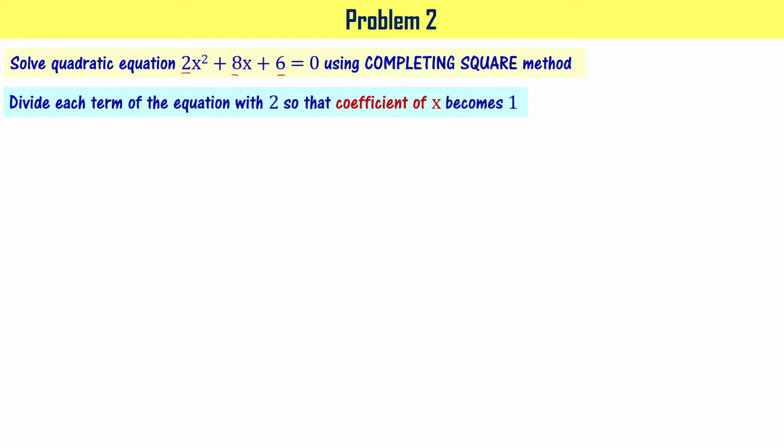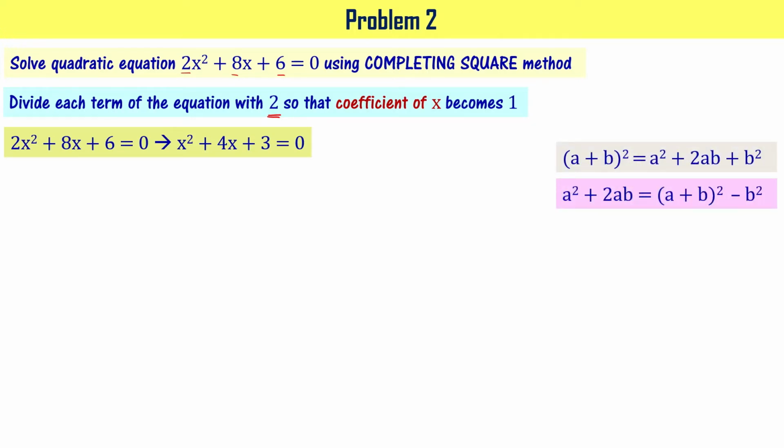That's why we can divide each term of the equation with 2 so that the coefficient of x² becomes 1. In the completing square method, we try to make the coefficient of x² to be 1. So let's divide each term now with number 2 such that the equation becomes x² + 4x + 3 = 0, right?